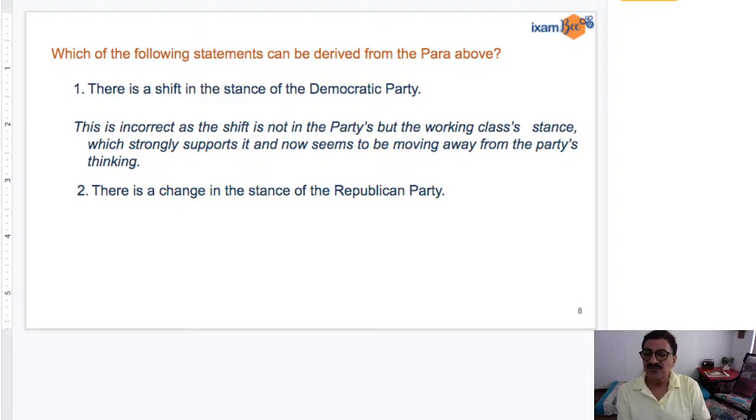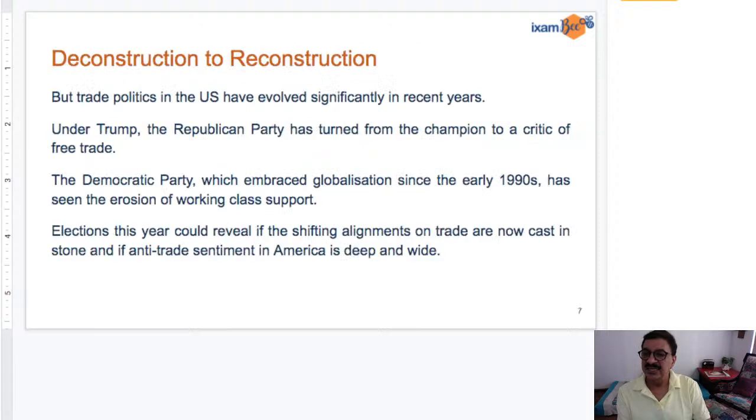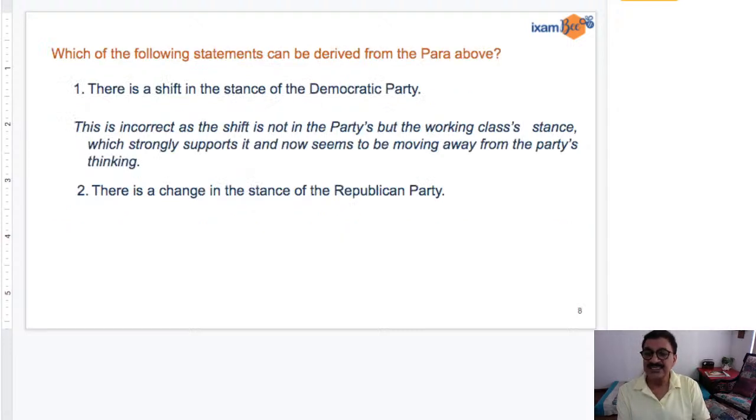in the stance of the Republican Party. Is this correct? Lina says yes. So there is a change in the stance of the Republican Party. Is this right or wrong? Let's go back to the sentence. Under Trump, the Republican Party has turned from the champion to a critic of free trade. So most certainly there is a change in the stance of the Republican Party.